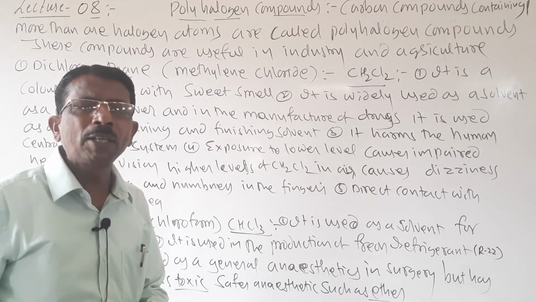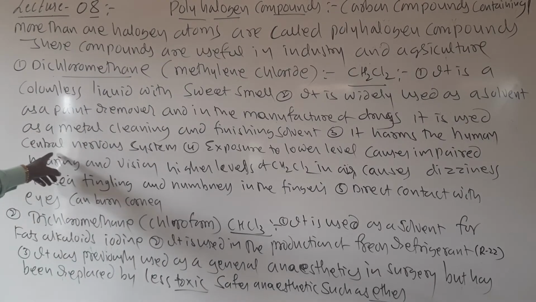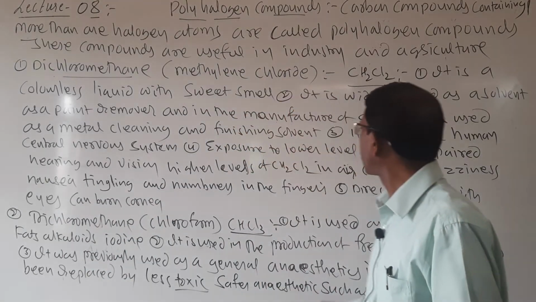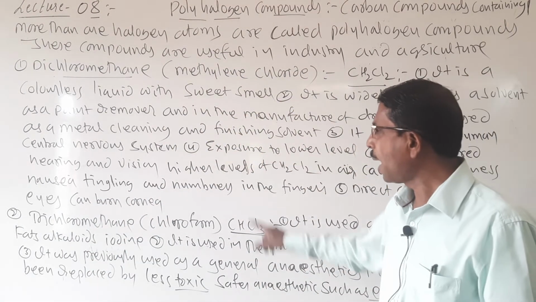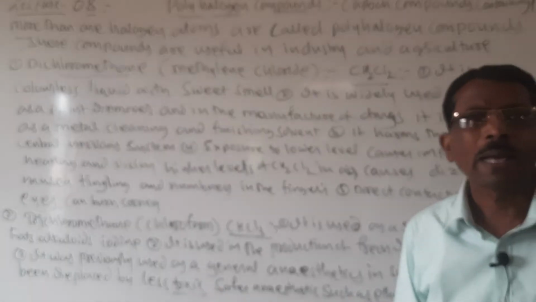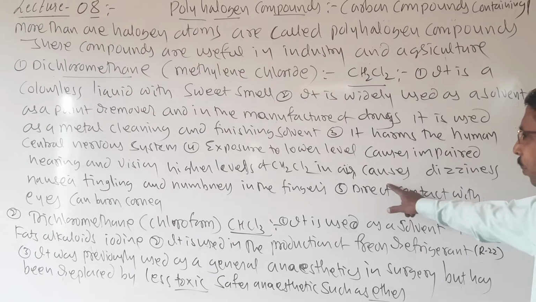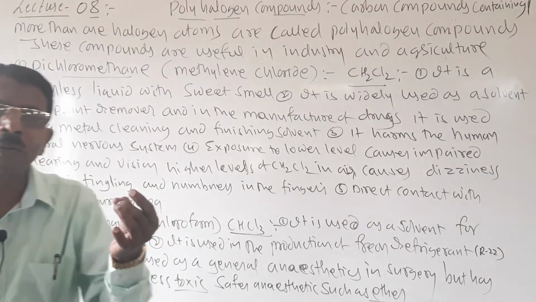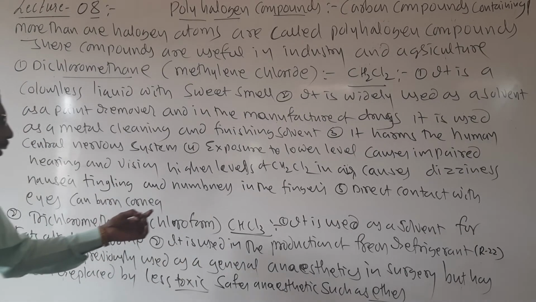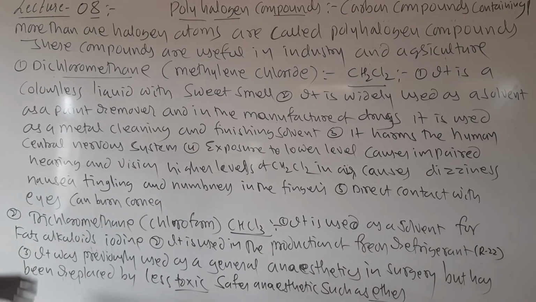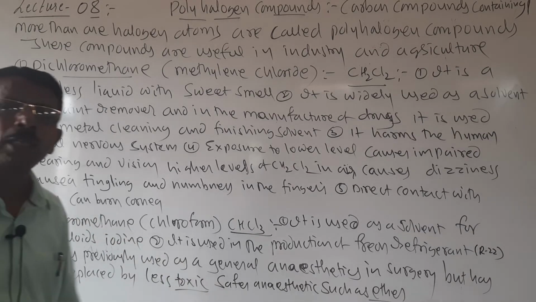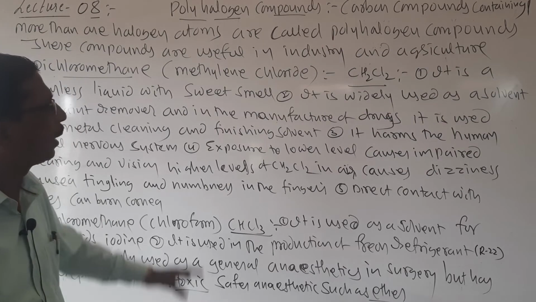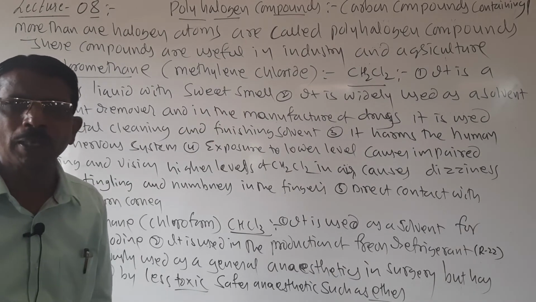It is used as a solvent to clean the metal surface, and it harms the human central nervous system. Exposure to a lower level of methylene chloride causes impaired hearing and vision, and a higher level of methylene chloride in air causes dizziness, nausea, tingling and numbness in the fingers. Direct contact with eyes can burn the cornea. That's why these should be used carefully in the laboratory.